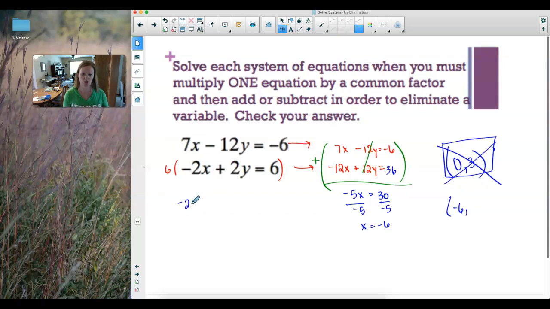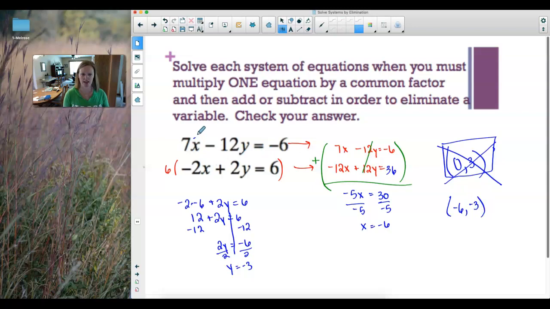So -2 times -6 plus 2y equals 6. This would be 12 plus 2y equals 6. Okay, and we're going to finish solving that. Subtract 12 from both sides. So we have 2y equals -6, and divide by 2. So y equals -3. All right, now I'm going to really hope that this works.